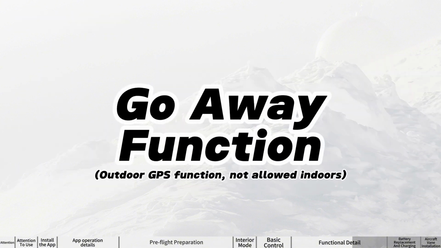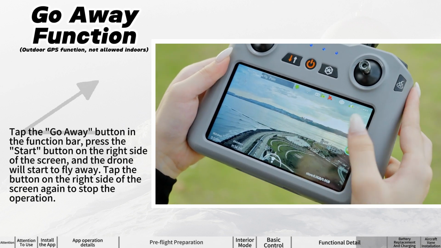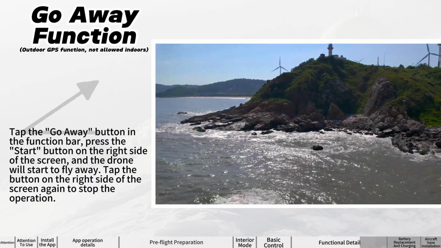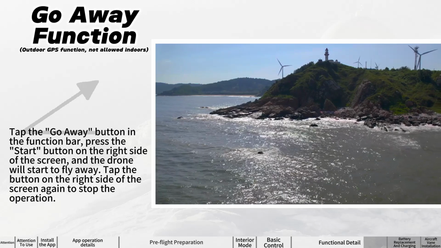Go away function. Tap the go away button in the function bar. Press the start button on the right side of the screen, and the drone will start to fly away. Tap the button on the right side of the screen again to stop the operation.